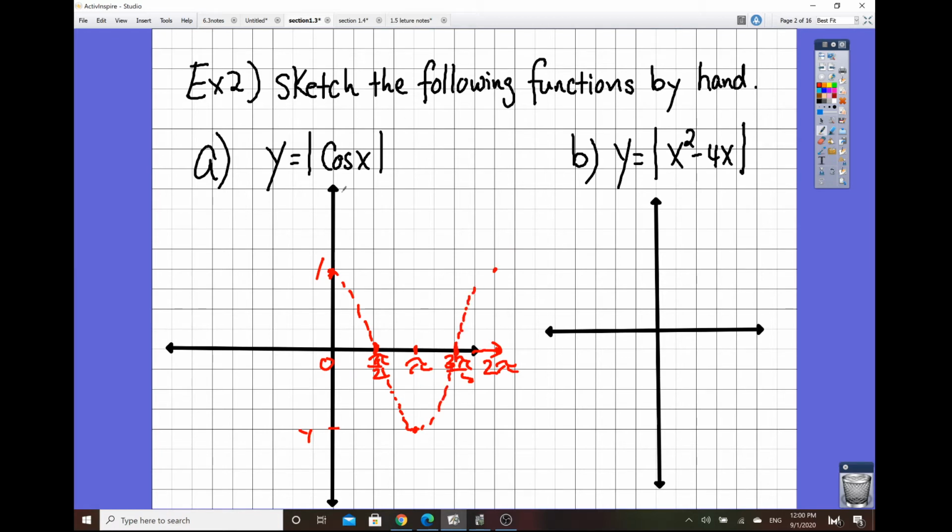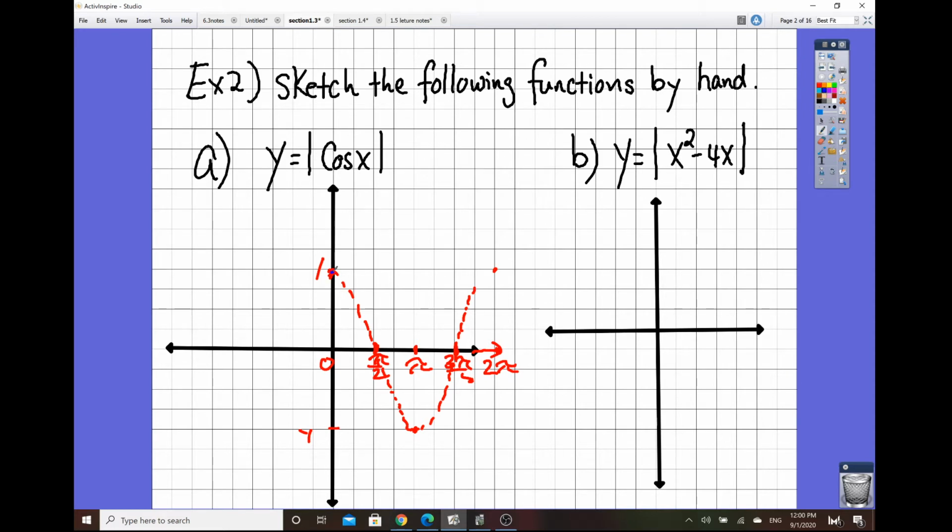One thing we notice for cosine of x with the absolute value is that everything is going to be right here above the x-axis, because the absolute value makes all those values positive. So let's change the color here. This time I would like to use blue for the final graph.